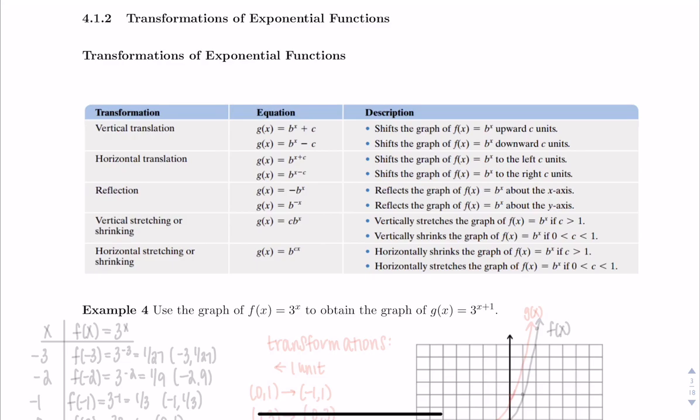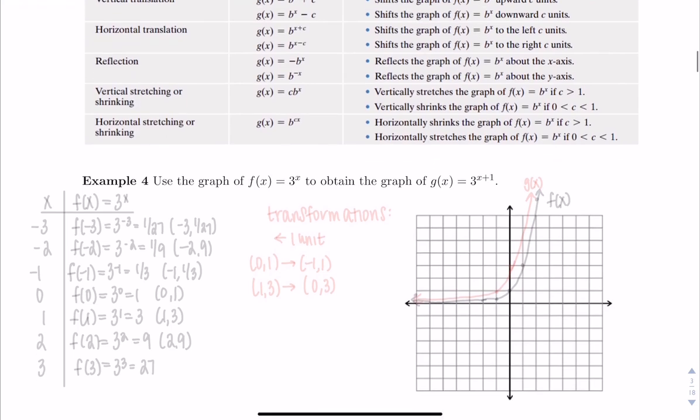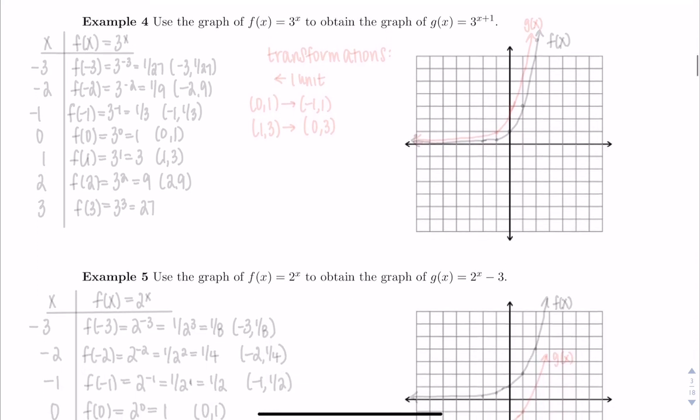So we're going to use the graph of f of x equals 3 to the x to obtain the graph of g of x equals 3 to the (x plus 1). So first thing we need to do is plot the original graph. So we're going to make an x, y table so that we can plot this one. This will be the exact same method that we did in the first two examples. So I'm just going to put these in real quick.